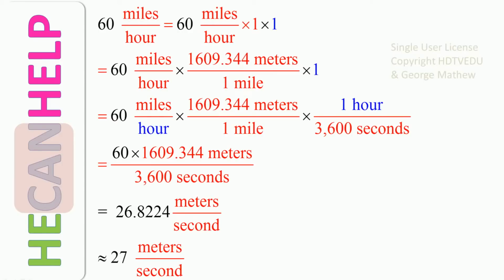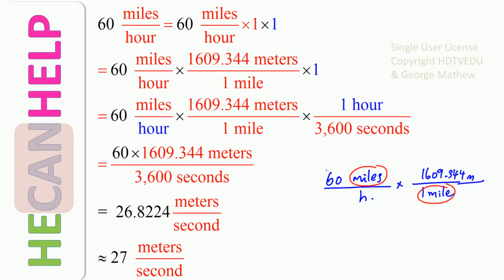So 0 to 60 miles per hour. We have to convert miles per hour to meters per second. 60 miles per hour. And what is 1 mile equal to? 1609.344 meters. You see miles and mile can cancel out. So right now we have our answer in meters per hour. And what is 1 hour equal to? 3600 seconds. So that's what I did here.